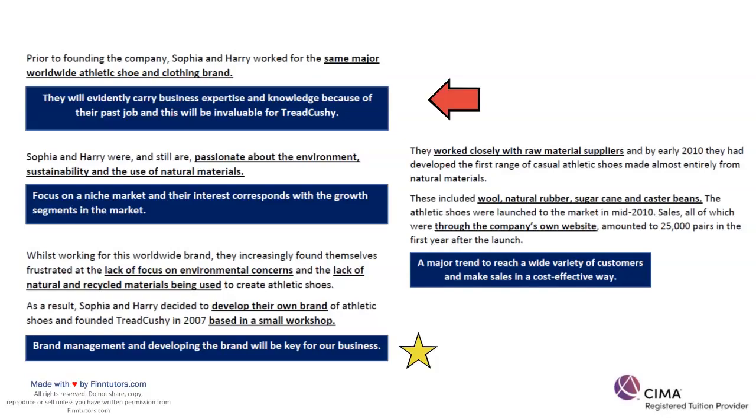The athletic shoes were launched in the market in mid 2010, sales of which were through the company's website only, and amounted to 25,000 pairs in the first year of the launch. In the first year itself, you sold 25,000 pairs, and they were sold through the company's website only, which means we have our own website. We are harnessing new technology. We're not reliant on the old method of people going into stores and buying only. It still works, but websites are what people are now using more and more.